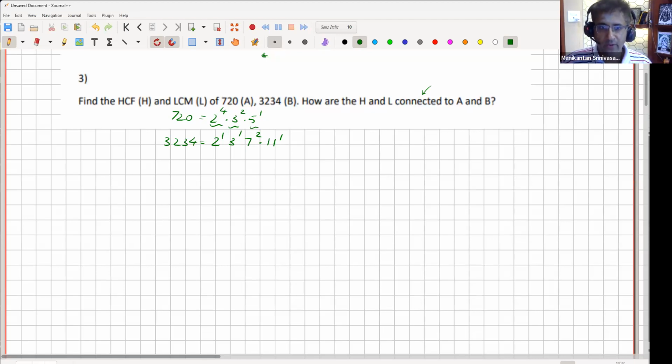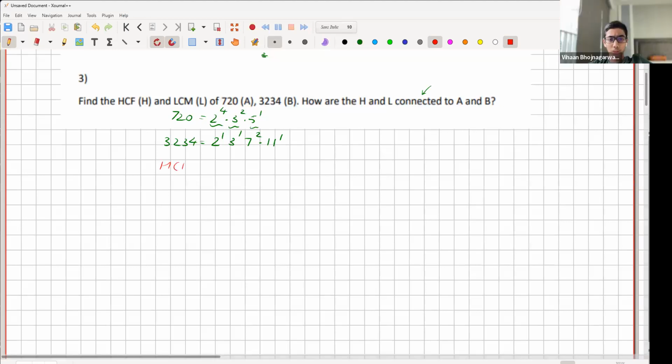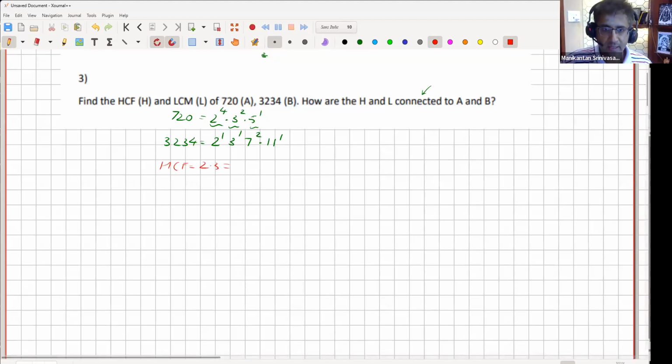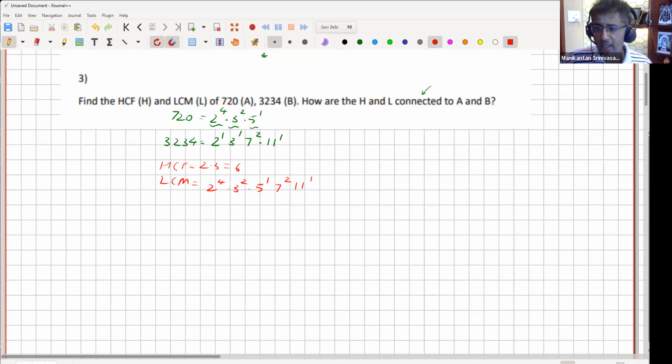Okay, cool. And therefore the HCF would be just 6, I guess, right? 2 into 3, which is 6. And the LCM will be 2 power 4 into 3 power 2 into 5 power 1 into 7 power 2 into 11 power 1. Big number, right? Okay. And yes, as Apurva was saying, the HCF into LCM will be the product of A times B. But why is this, Apurva or anyone? Why is the product of HCF and LCM the product of the two numbers?